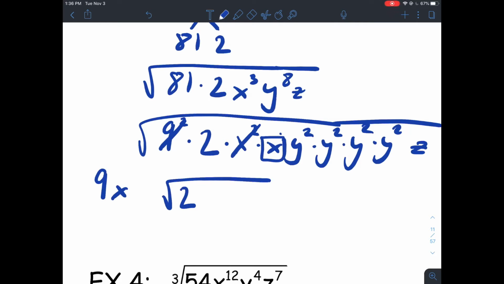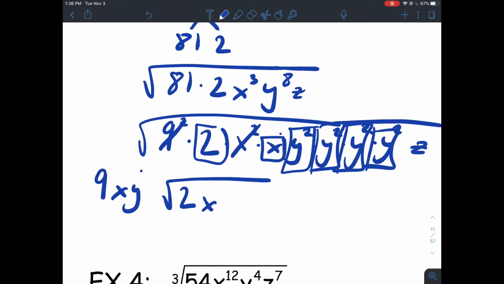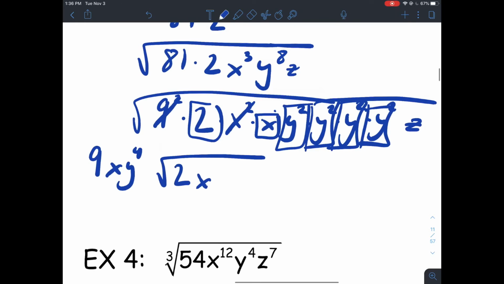Then this x needs to stay on the inside. Then I can bring out 4 y's. So I'm going to go y to the 4th. And then we've got z on the inside. He doesn't have any buddies, so he's stuck in there. So this would be our answer.